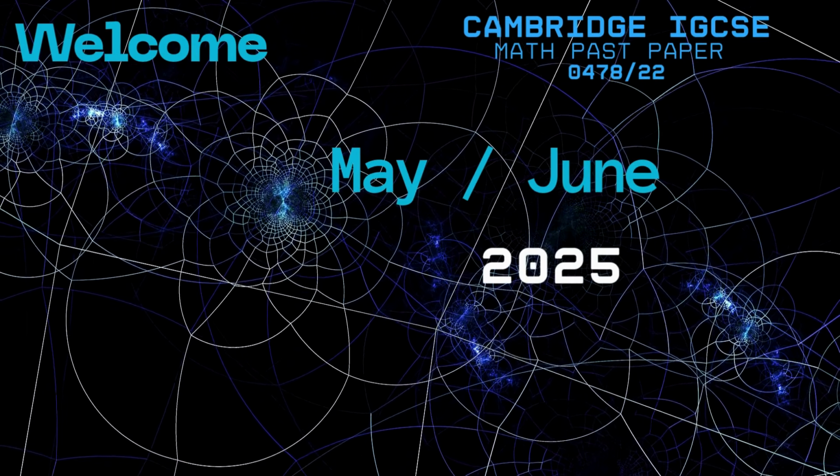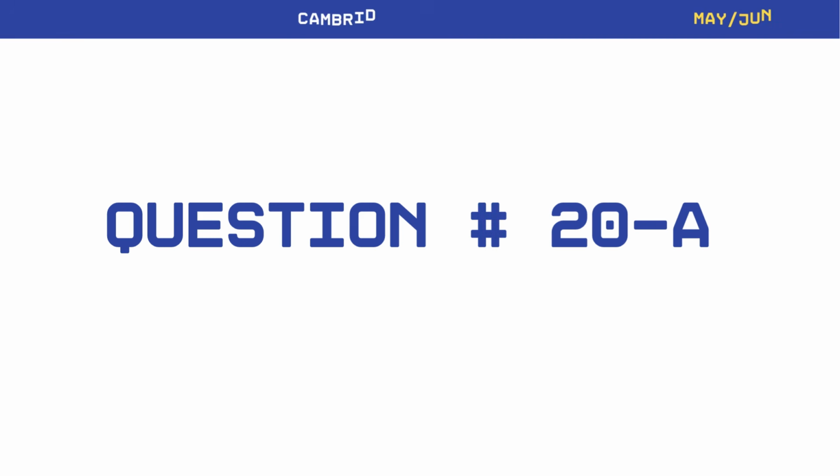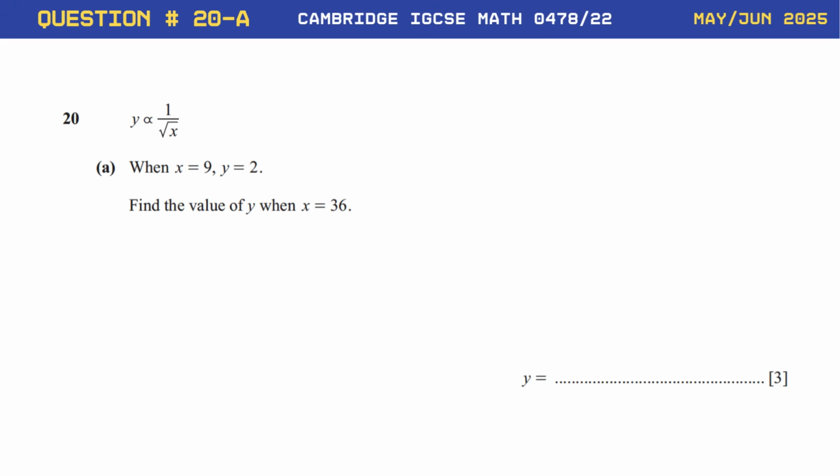Let's get started. Question 20, Part A. Y is proportional to 1 over square root x. When x equals 9, y equals 2. Find the value of y when x equals 36.